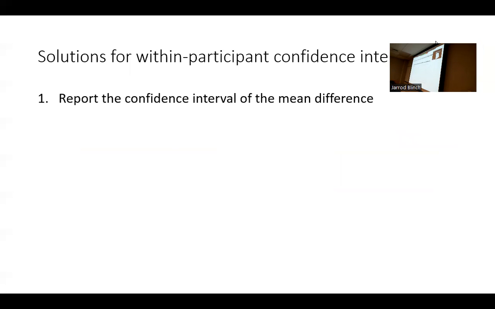So 2 solutions. One is report the confidence interval of the mean difference. And the nice thing about the mean difference that we saw from last week as well is all you need to see is, does that range include 0? If it does, it's not significantly different. If it doesn't include 0, it is significantly different. And that works out with independent samples and with paired samples. And those values were reported to us by SPSS. So we'll look at that. That's kind of the easiest solution.